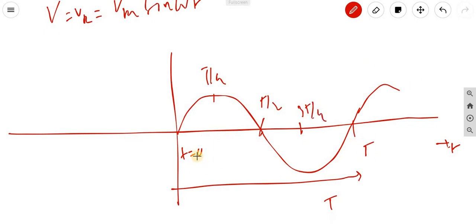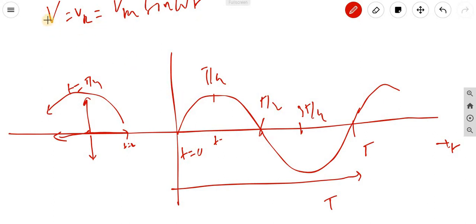Okay, at t equal to 0, at t equal to T by 4, what do we get? The RMS vector is rotating. At t equal to 0 it is here, and then this vector will rotate to the position at t equal to T by 4, and here, and here, and in this way it will rotate. Now, it was like that as a signal.